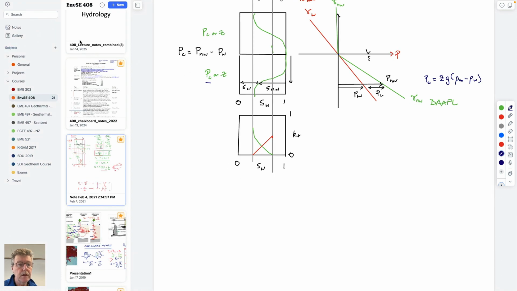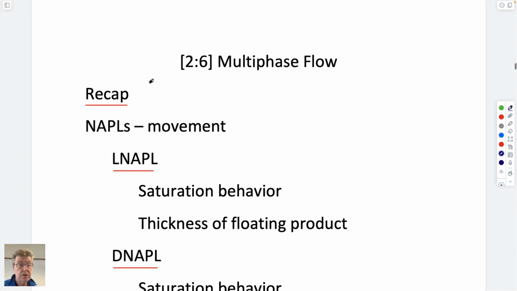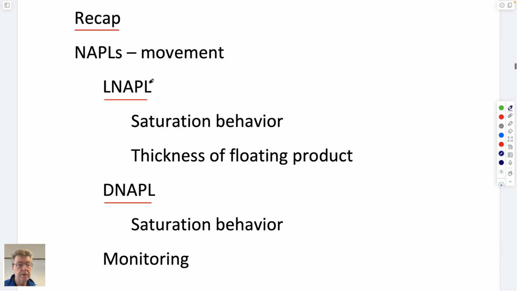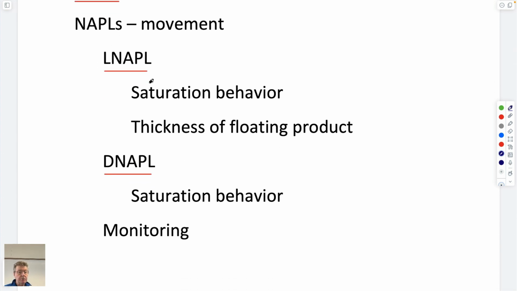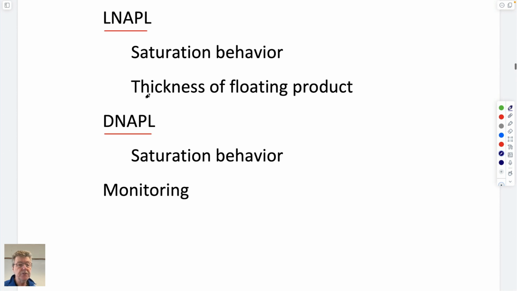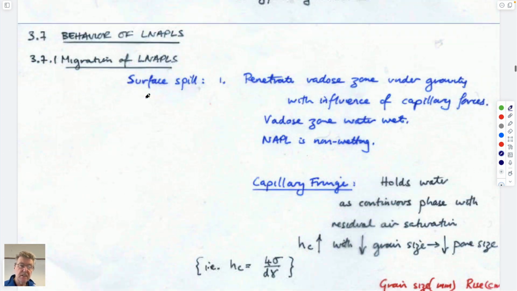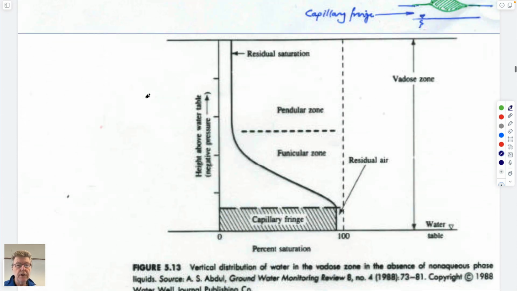So what we'll do today is talk about, because we have that under our belt, we can talk about what the saturation behavior might be in a generic sense for NAPLs and water in the subsurface, and also how we might go about measuring those distributions of saturation. So things I don't talk about anymore because I don't think it's so relevant.